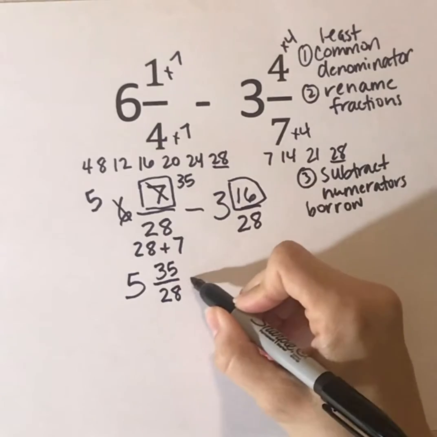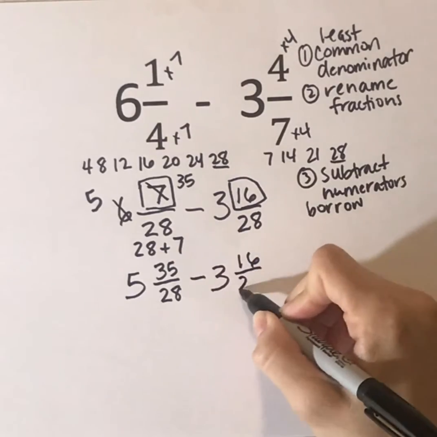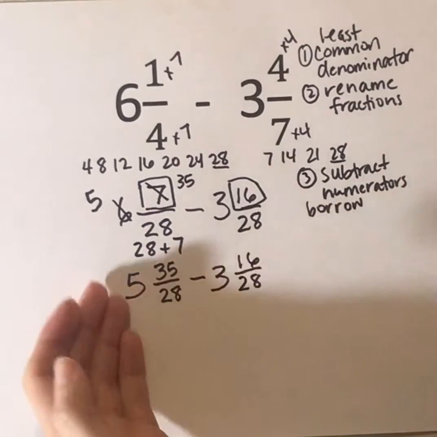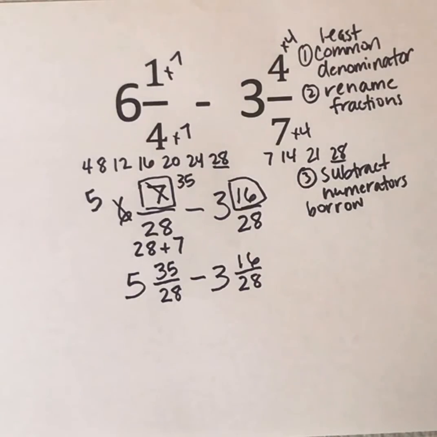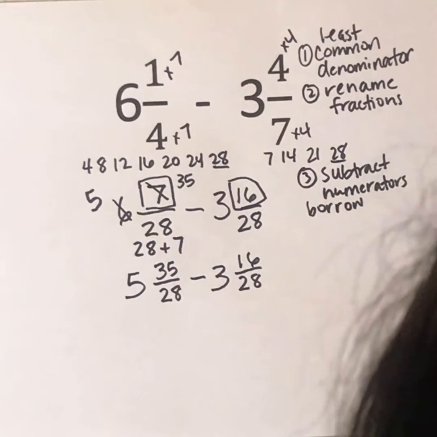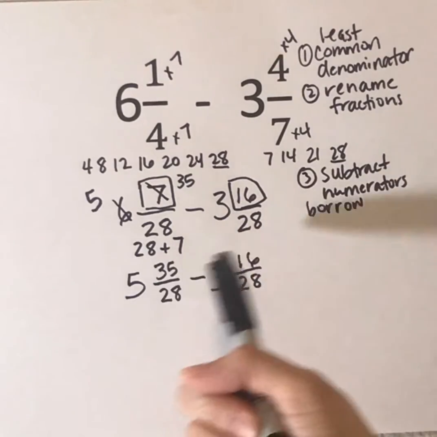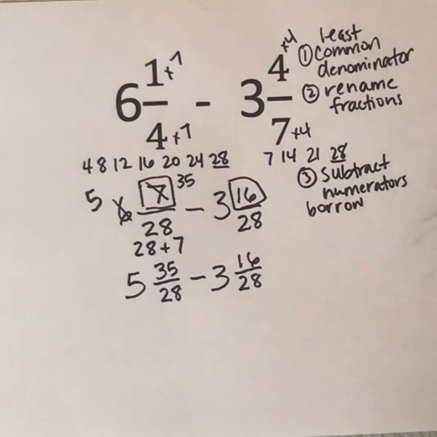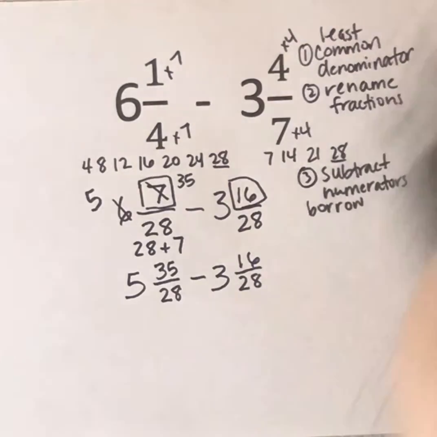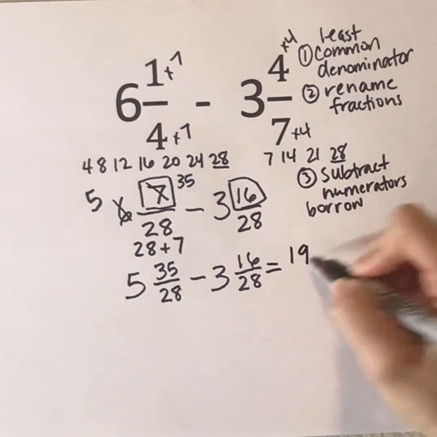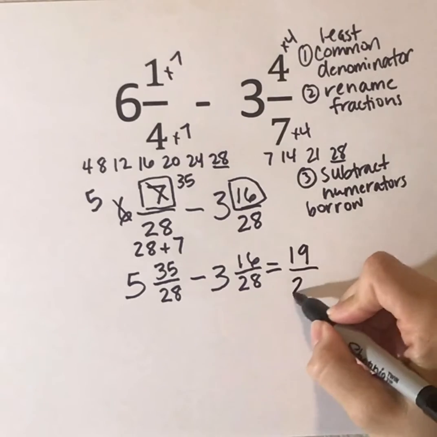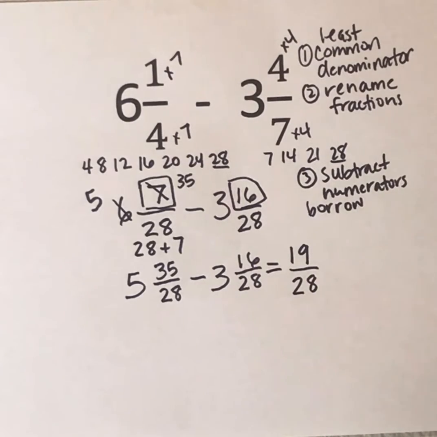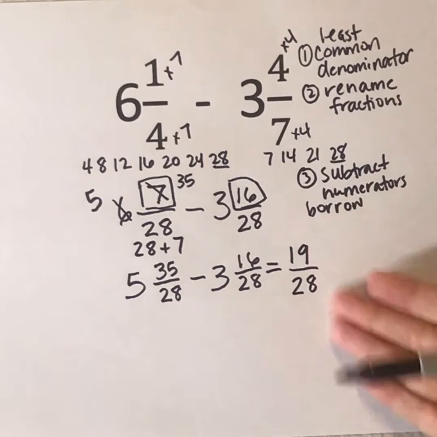See how that's improper now? Minus 3 and 16 28ths. Since I put that whole number back into my fraction, I can now subtract. So the next thing I'm going to do is subtract my numerators. 35 minus 16 is my next step, and 35 minus 16 is 19. Then my denominators never change, so those stay 28. So now I have 19 28ths.